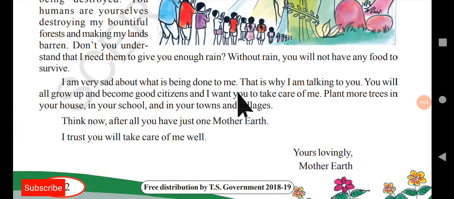So Mother Earth is telling in a very sad tone that she is very sad about the things being done to trees, to its air, and to its water and everything. This is why I am talking to you. This is why Mother Earth is talking to all the children. You will all grow up and become good citizens, and I want you to take care of me.